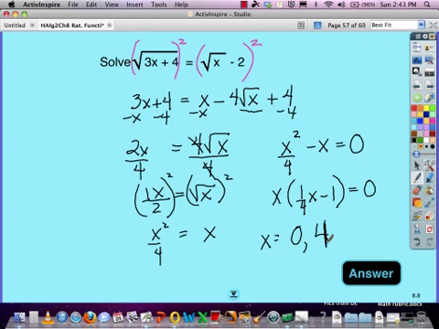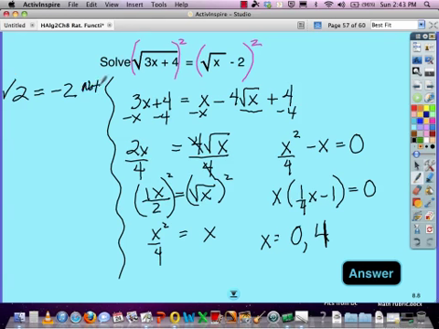Now, the problem would be, let's go back into the original problem and do our check. If we put a 0 in, we'd have 3 times 0 is 0. 0 plus 4 is 4. The square root of 4 is 2. Does that equal, square root of 0 is 0. 0 take away 2 is negative 2. Looks like that 0 is not going to work.